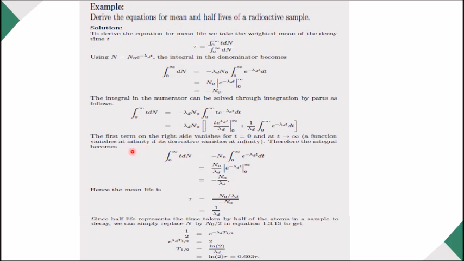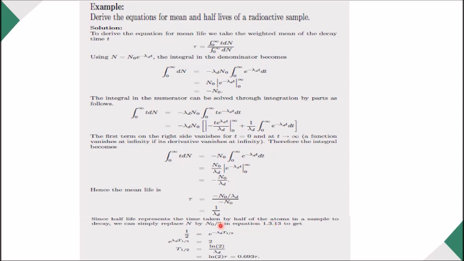Therefore, the integral of t dN becomes minus N0 times the integral from 0 to infinity of e raised to minus lambda_d t dt, which gives us a value of minus N0 by lambda_d. Now if you substitute both in the equation above, you get minus N0 by lambda_d divided by minus N0, so the mean life is equal to 1 by lambda_d.